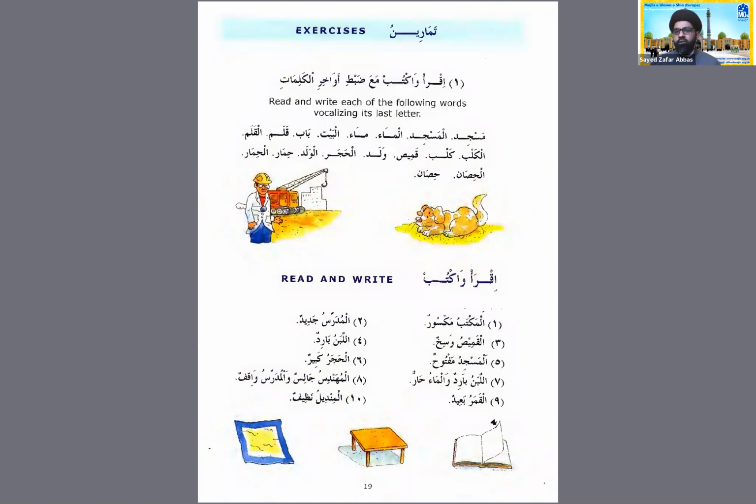Al-labanu barid wal-ma'u har, the milk is cold and the water is hot. Al-muhandisu jalis wal-mudarrisu waqif, the engineer is sitting and the teacher is standing. Al-qamaru ba'id, the moon is far away. Al-mindilu nadif, the handkerchief is clean. We just go to the next page, please.